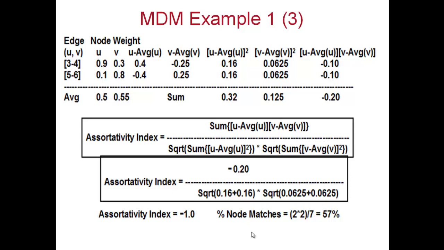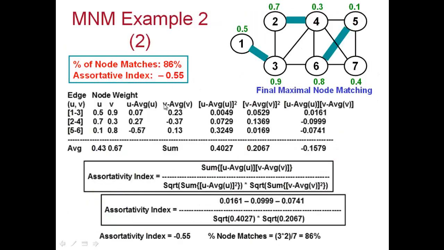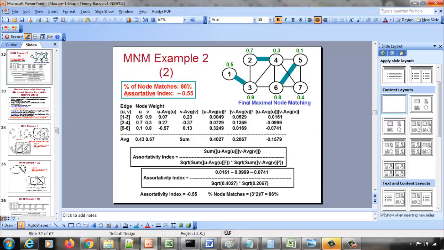Sometimes we could find a maximal node matching itself to be more assortative in nature. Like this one is kind of more dissortative in nature. So if you're satisfied with this, differences 0.5, 0.9, reasonably large differences, we can go with this maximal node matching and claim that this is also dissortative matching. But if we really want something very close to -1, we have to go through the process of maximal dissortative matching. Okay. Alright, so any questions?